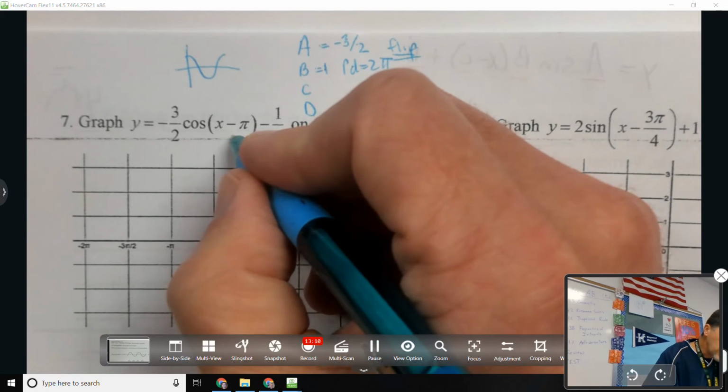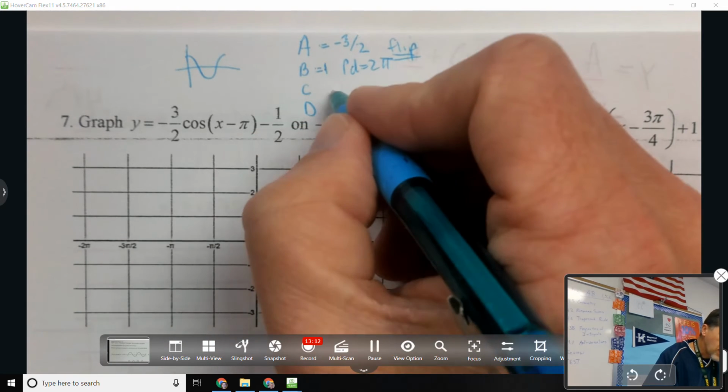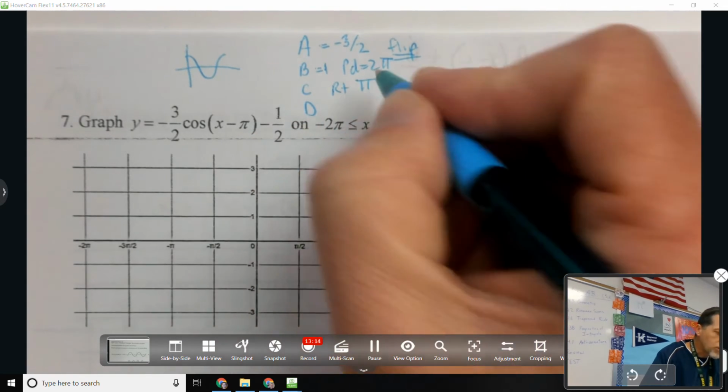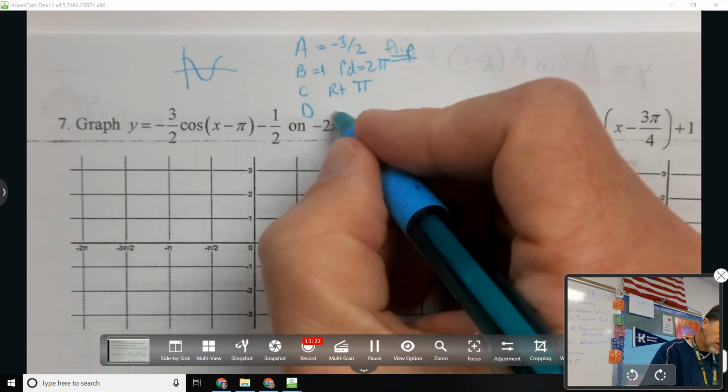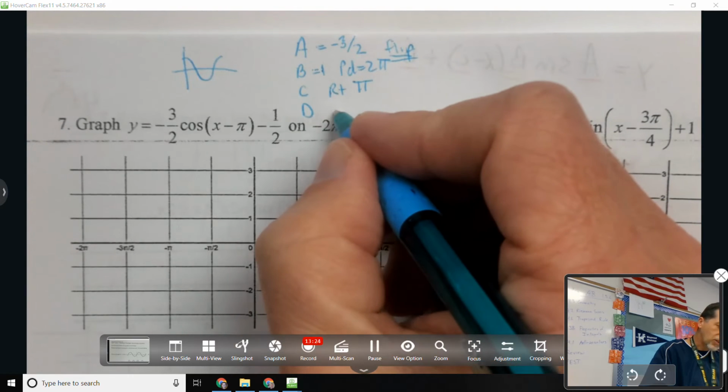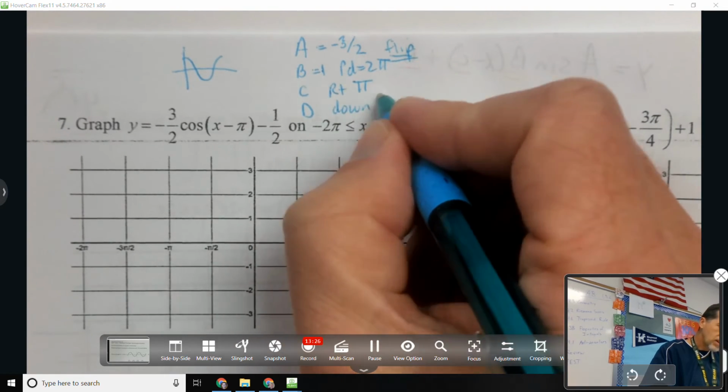C, what are we doing with that minus pi? Good. Don't worry about telling me if it's minus or plus. Tell me what it does. Write pi. That's the easiest way to say it. And then D, what does that minus 1/2 do? Down 1/2.